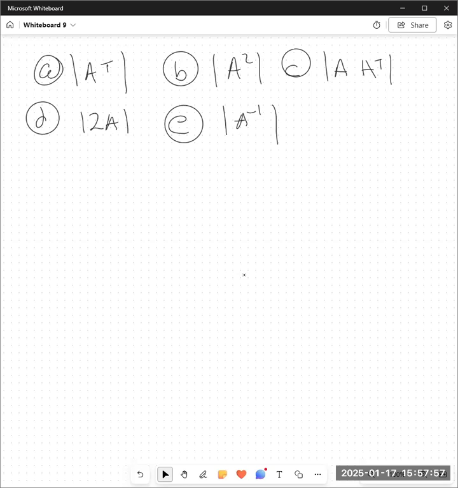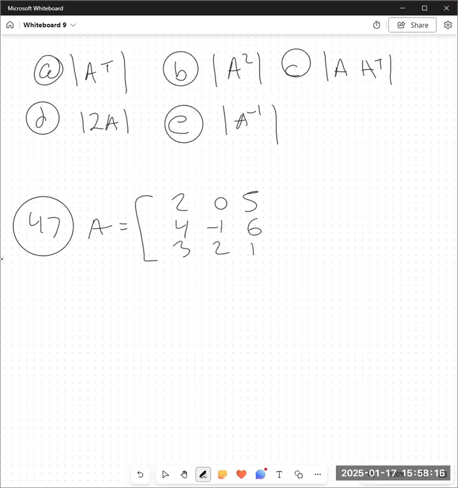So 47 is A equals 2, 0, 5, 4, negative 1, 6, 3, 2, 1. And the transpose of that matrix is going to be 2, 4, 3, 0, negative 1, 2, 5, 6, 1.